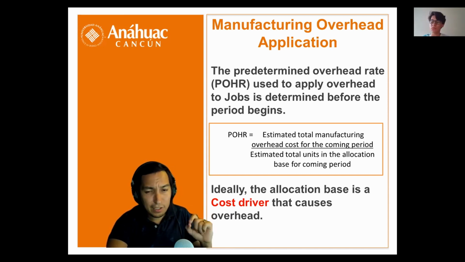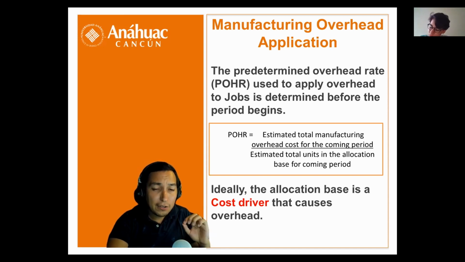Is it making more units? Is it working more hours? Is it labor dollars? Is it machine hours? In the real world, that would be a tough decision to make. And in the textbook, they are going to tell you what to use as your allocation base. But just think about this. If we're taking an estimate and dividing it by an estimate, how often do you think we're going to be exactly right?